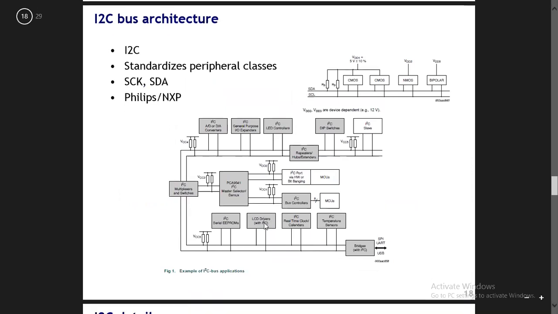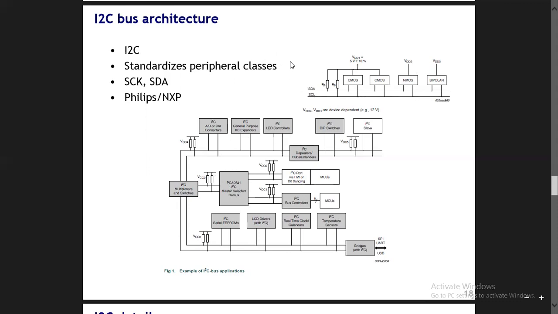So here we have the I2C bus architecture. In the I2C bus, we have a very simple configuration, something like here, and then a more complicated way of connecting multiple I2C compatible devices in this diagram. I would like to start with this simple configuration, showing how we can connect multiple I2C compatible devices over the bus. The scheme is very simple.